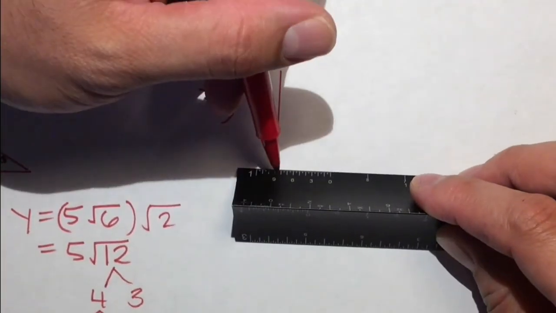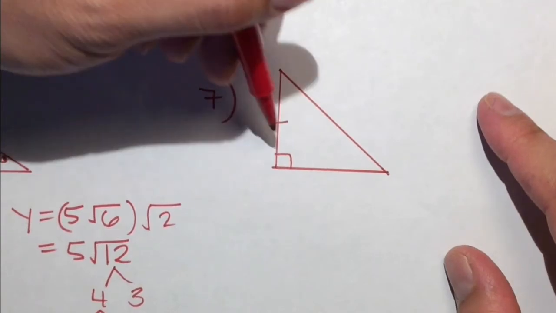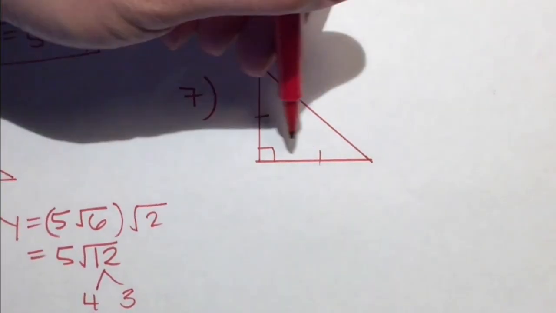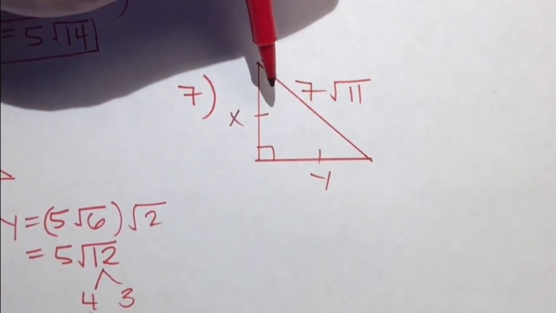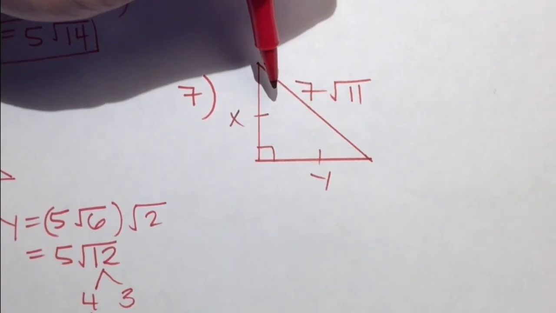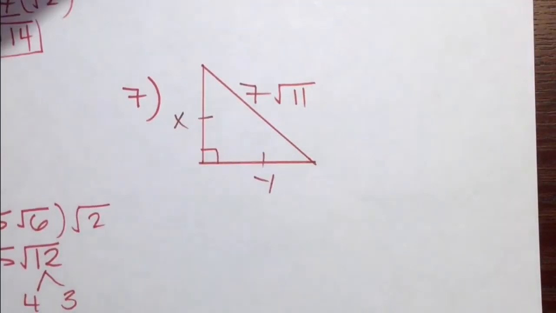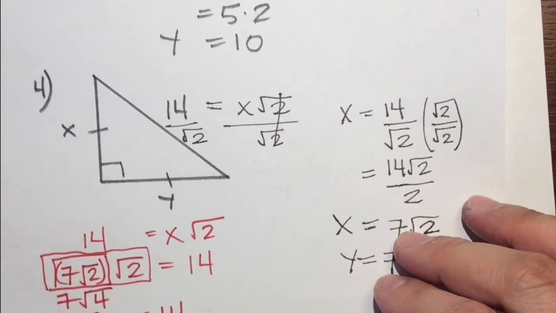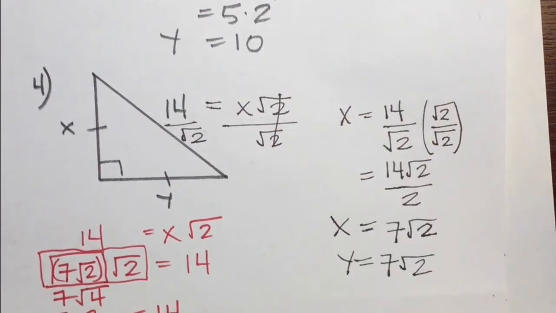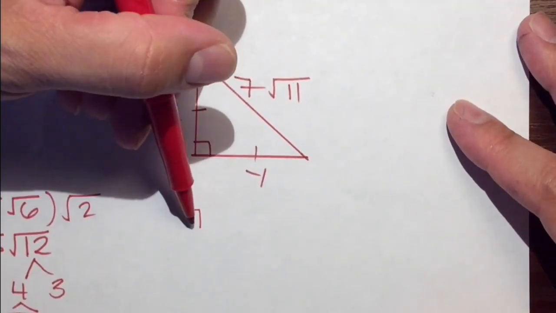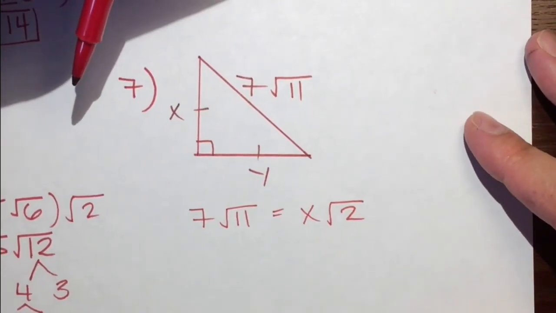So make your right triangle, isosceles right triangle. And let's make this x, let's make this y, let's make this 7 radical 11. What? Radical 11? There's no radical 2 in there. Okay, well, how do we do this? Okay, well, let's look back at what we did with number 4. The first way we did it was we took this and we divided by radical 2. So let's do that. Okay, so let's put 7 radical 11 is equal to x times radical 2.